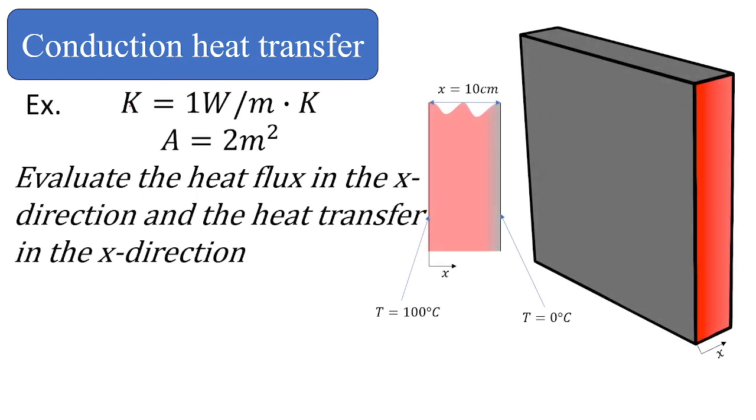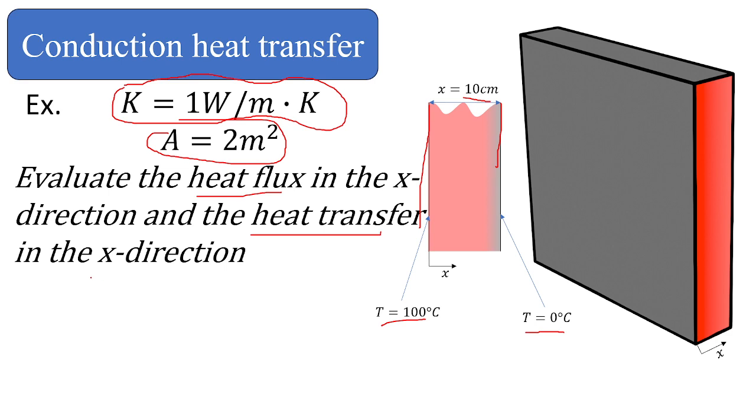Let's take a look at an example. If we have a plane wall that has a thickness of 10 centimeters, and its inner surface temperature is 100 degrees Celsius and the outside surface is 0 degrees Celsius, and we have a thermal conductivity of the material of 1 watt per meter Kelvin, and an area of 2 meter square. It is asking us to evaluate the heat flux in the x direction and the heat transfer in the x direction. We know that the difference between the heat flux and the heat transfer is multiplying by the area. Heat flux is the same as the heat transfer, but it is for 1 meter square of the area.